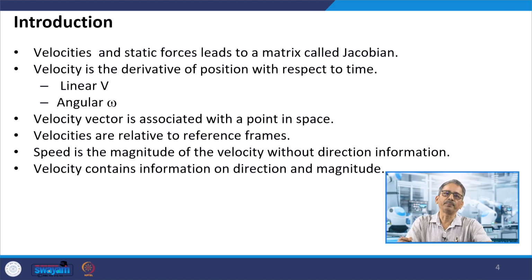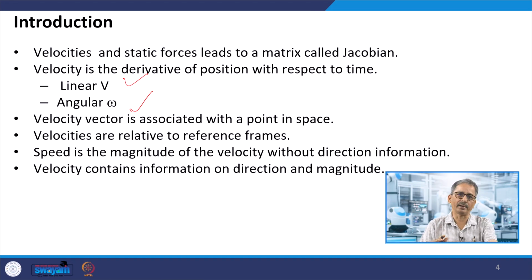Velocities and static forces lead to a matrix called the Jacobian. That is what we are going to see. As all of you know, velocity is the derivative of position with respect to time, and in the case of a manipulator, the manipulator is going to have both linear velocity as well as angular velocity.